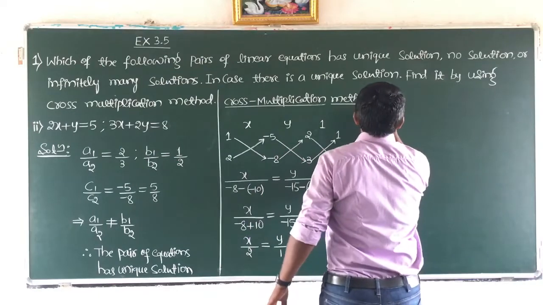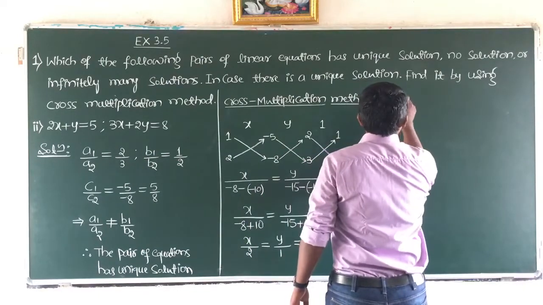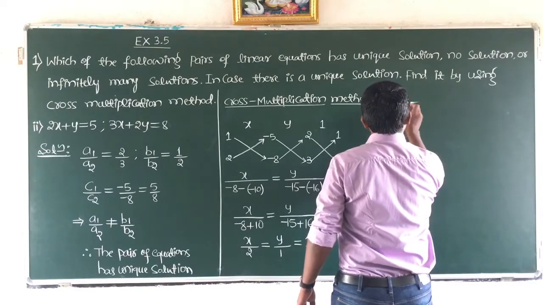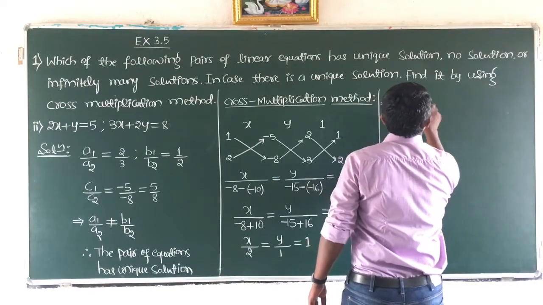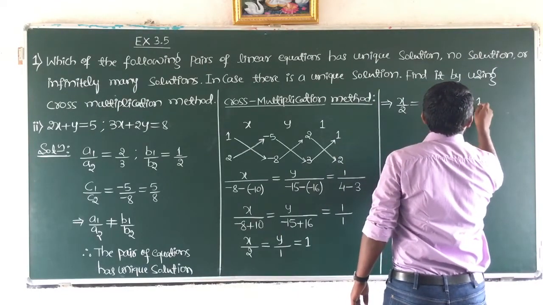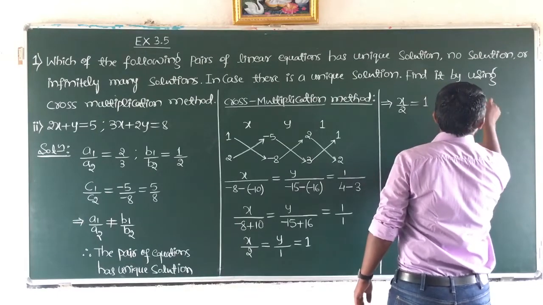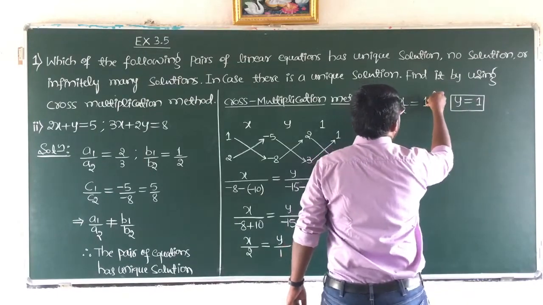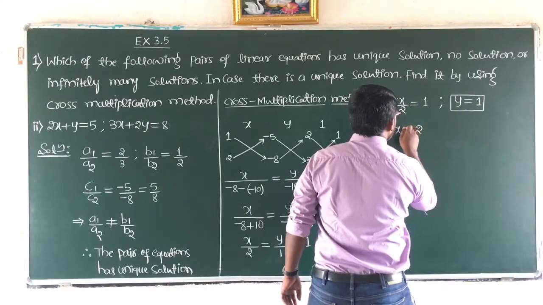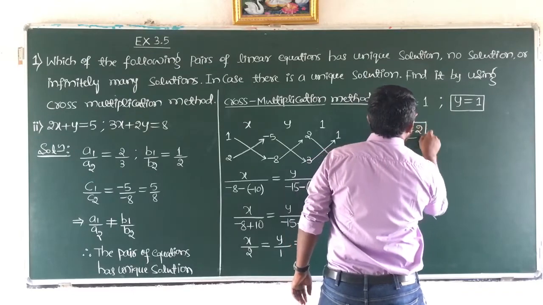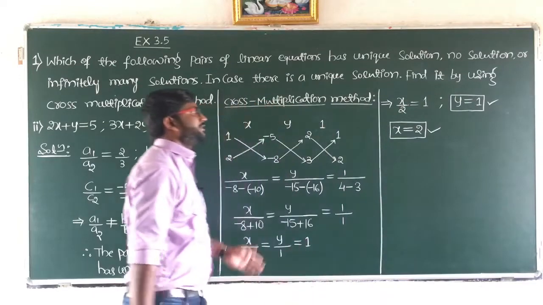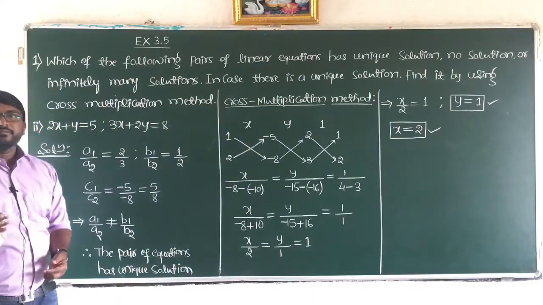This implies x by 2, which is equal to 1 by 1, it is 1. Then this side y by 1 is equal to 1, that means y value is 1. Then take 2 to the RHS, it will be multiplied with 2. So we get 2 into 1, it is 2. So the value of x is 2 and the value of y is 1, and we have calculated these two values by cross multiplication method.